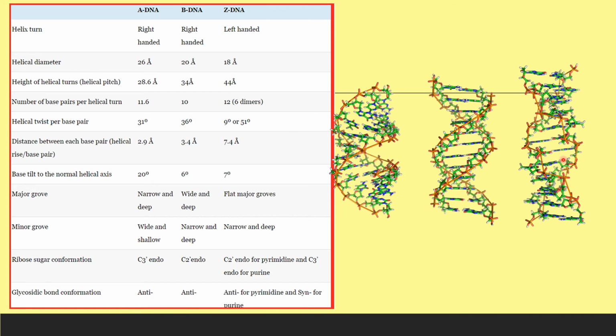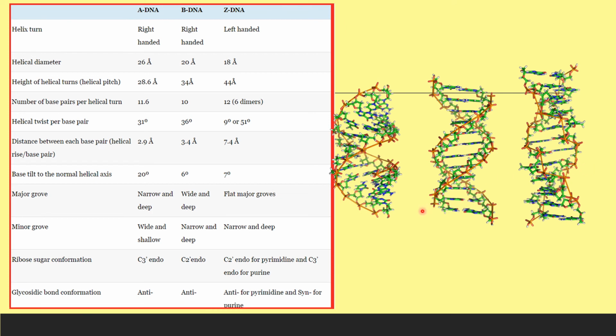Okay. And the distance between each base pair, that is the distance between the adjacent base pairs, is 2.9 in aDNA, 3.4 in bDNA and 7.4 in zDNA. And the base tilt to the normal helical axis is, here it is 20 degree, here it is 6 degree and here it is 7 degree.